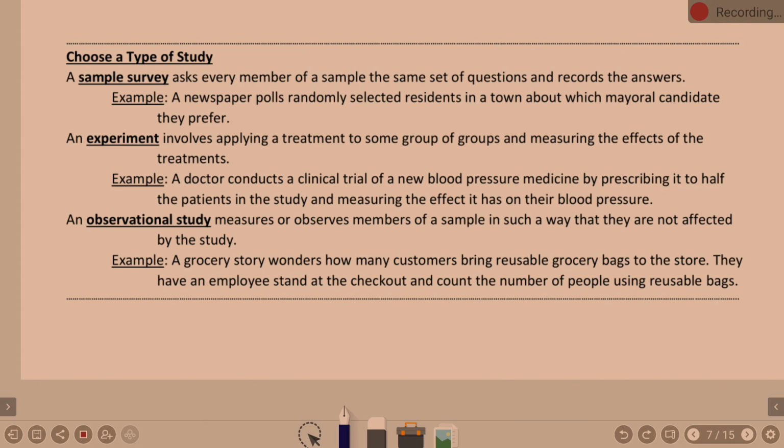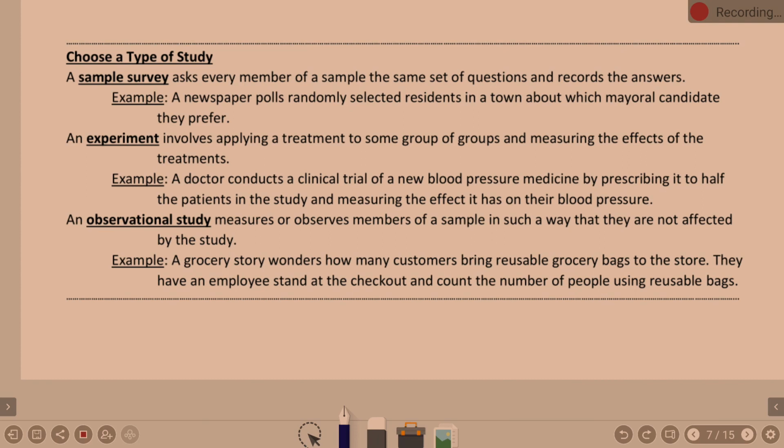So our first one we're going to talk about is a sample survey. A sample survey asks every member of a sample the same set of questions and records the answer. Okay, so you're not necessarily taking from the entire population, but you're taking from some subgroup. Remember we talked about population versus sample yesterday. So we're taking from a sample or subgroup, and you're asking everybody the same set of questions. Okay, so example, a newspaper poll randomly selected residents in a town about which mayoral candidate they prefer. Okay, so it's not necessarily asking everybody in the town, but randomly selected residents.